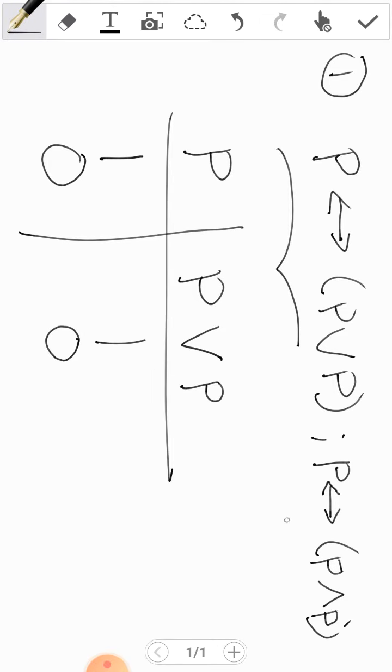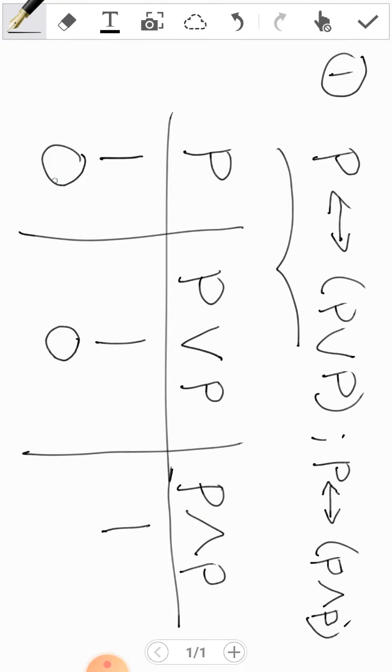Similarly, if you do the second part, the process will be the same. Maybe we can include it here. We have P and P. 1 and 1 must be 1. 0 and 0 must be 0. So you will now find that P or P is logically equivalent to P, and P and P is logically equivalent to P also.